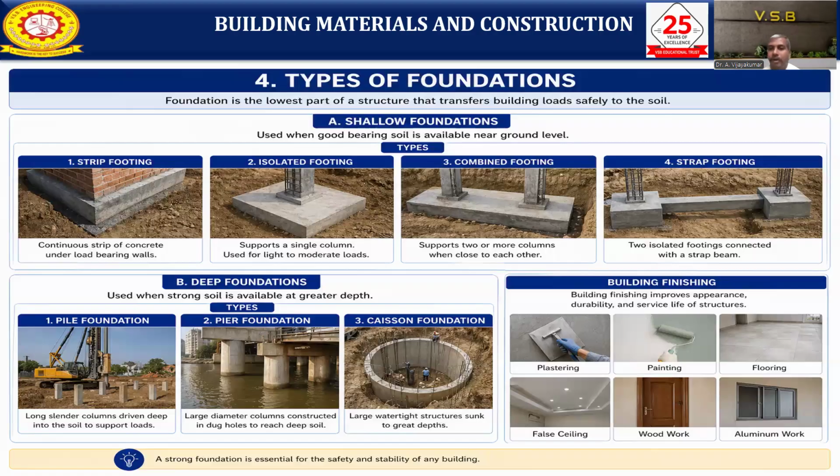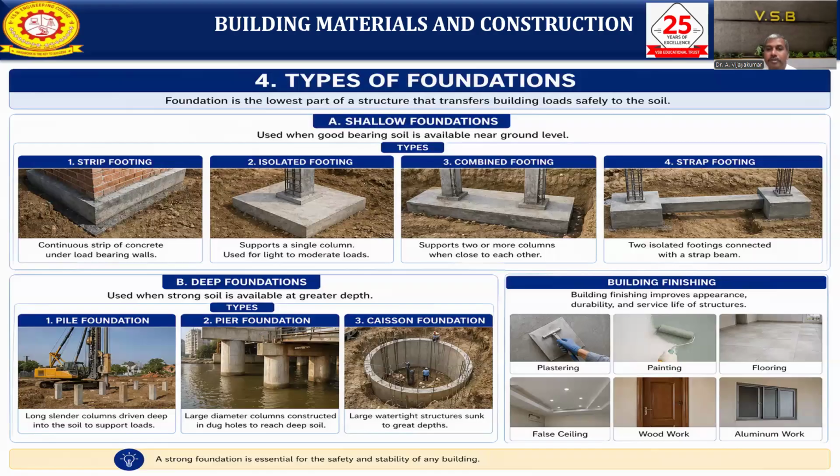Strap footing: the two isolated footings are connected with a strap beam. It is like a beam, a tie beam. Then the load is distributed and we are able to maintain the footings properly. That is the strap beam. So the next classification is the deep foundation.